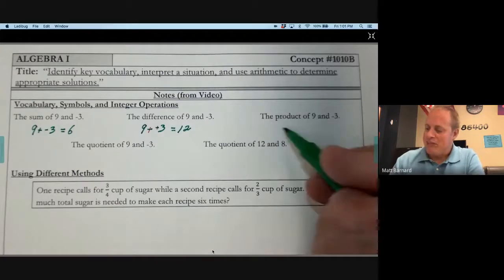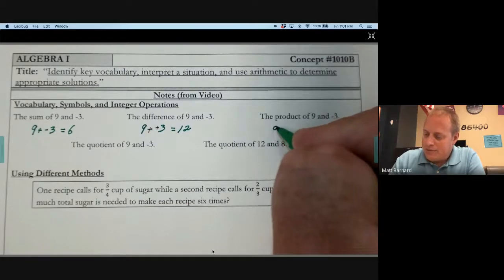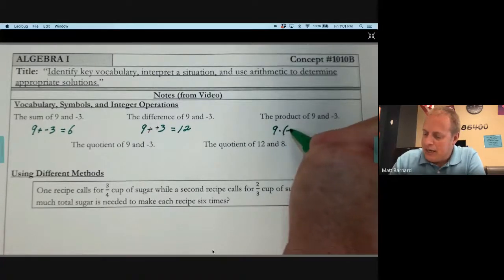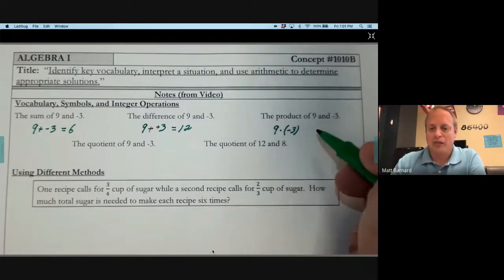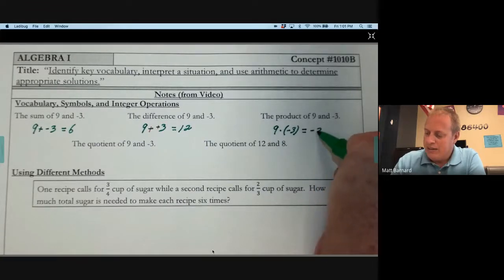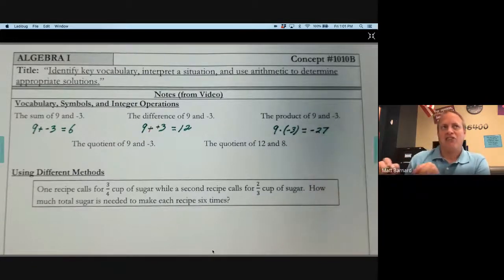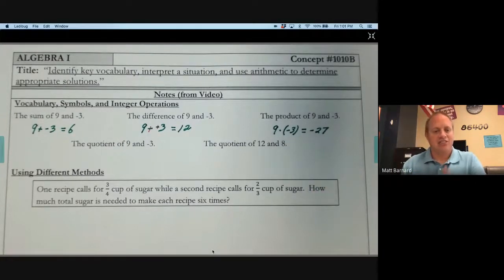Product. The product of 9 and -3. Product means multiply. Now, in algebra, we use a dot to show that we're multiplying. So this is 9 times, and I'm going to put -3 in parentheses. And sometimes we say that's a quantity. So this is 9 times -3. Well, 9 times -3 is -27. We don't use the x anymore because x looks like it's a letter which stands for a variable in algebra. A positive times a negative gives us a negative answer.